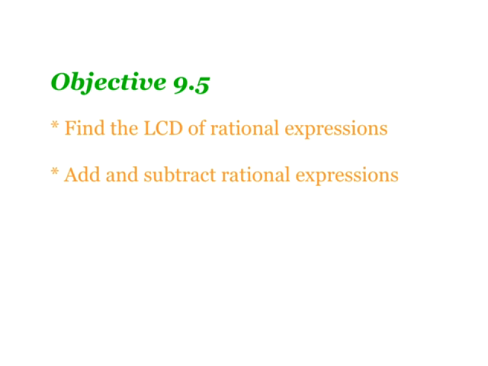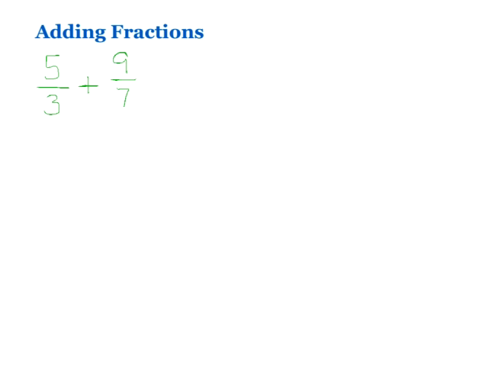So let's take a look at our objective. Our two main goals here are to be able to find the LCD of rational expressions, and then to be able to add and subtract rational expressions using that LCD. So again, let's go back to what we already know. We already know how to deal with fractions. And when we are adding fractions, we know that we need to find the LCD.